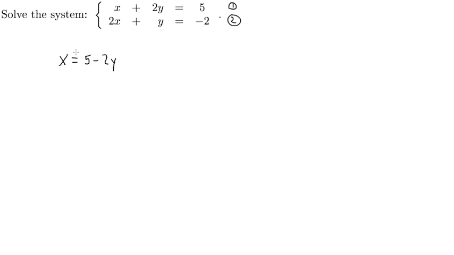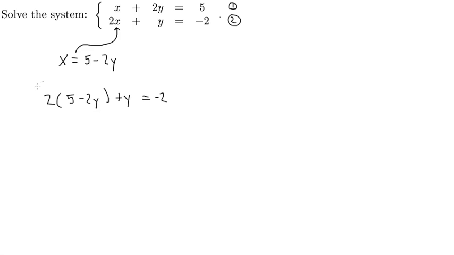Okay, what I'm going to do now is take this and plug it into equation 2. Make sure you plug it into the other equation. Do not plug it into the same equation that you just solved. You'll be running in one big circle if you do that. So I'm going to take this and plug it into my other equation. So instead of 2x, I know that x equals 5 minus 2y, so I'm going to put 5 minus 2y instead. Then the rest of the equation stays exactly the same.